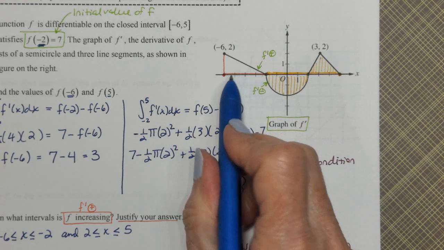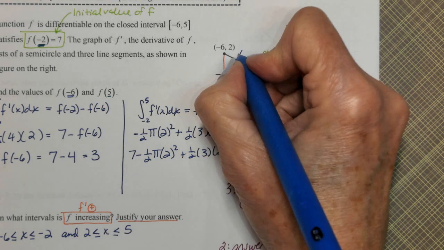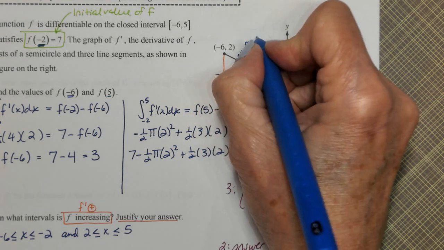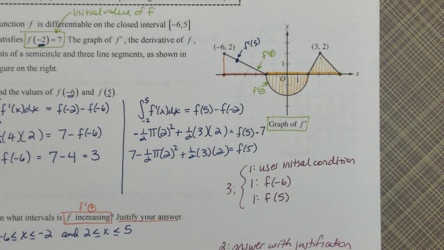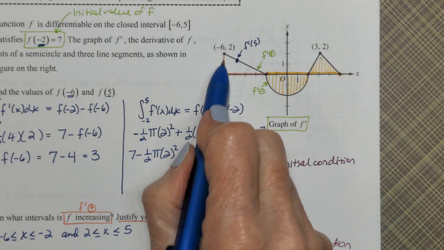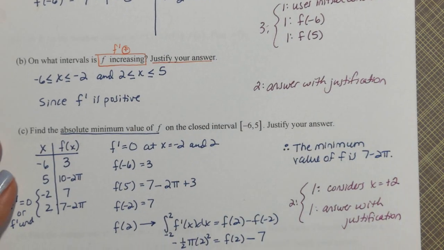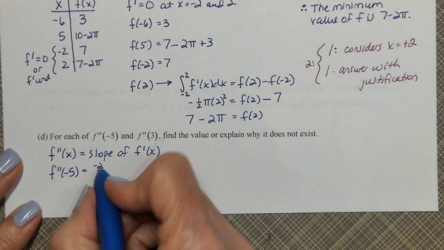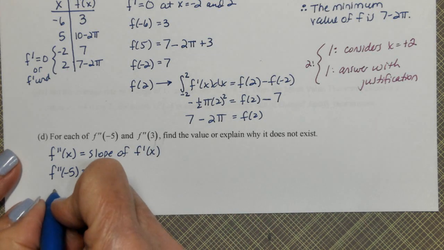1, 2, 3, 4, 5. Here is f prime of, this is f prime of 5. We want the slope right there. What is the slope right there? Well, the slope right there is down 2 over 4. Negative 2 over 4, which is negative 1/2 if you want to simplify that, but we don't have to simplify that.